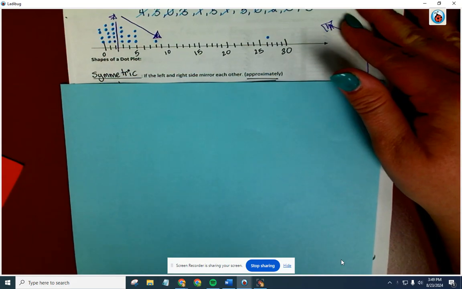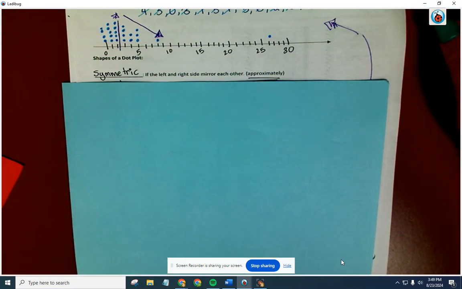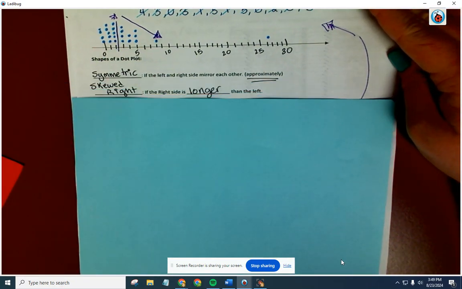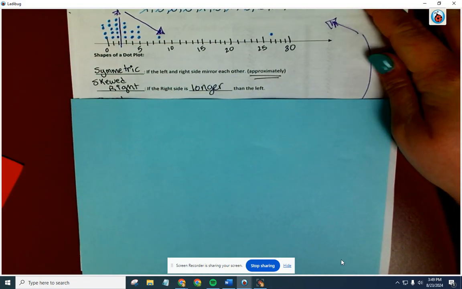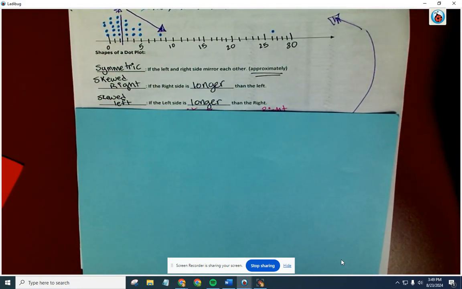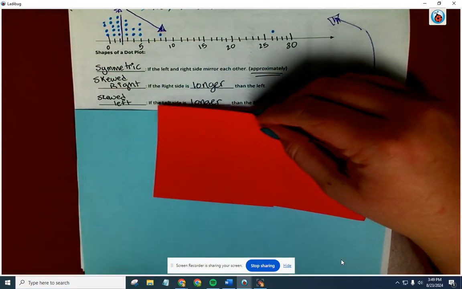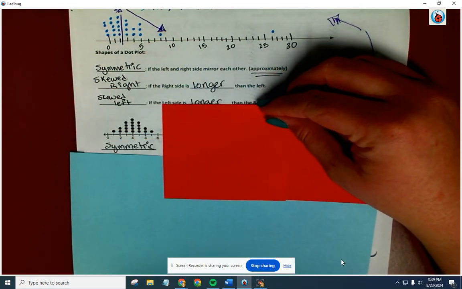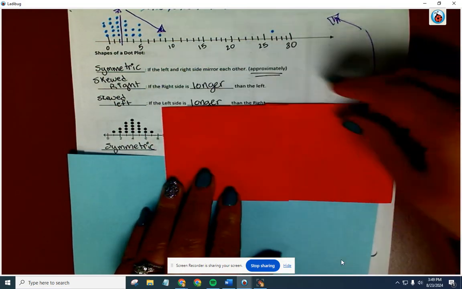There is symmetric, which means the left and the right side mirror each other approximately. It's not going to be perfect, but if it kind of looks the same on both sides, we say it's symmetric. We also have skewed right, which happens if the right side is longer than the left, and skewed left, where the left side is longer than the right. Now we have little graphical representations to show what a symmetric graph looks like, where if you were to start from the top, you could go to the left or to the right.